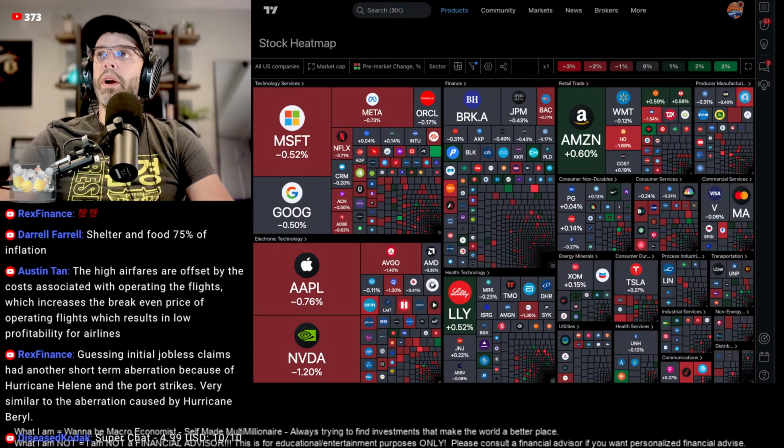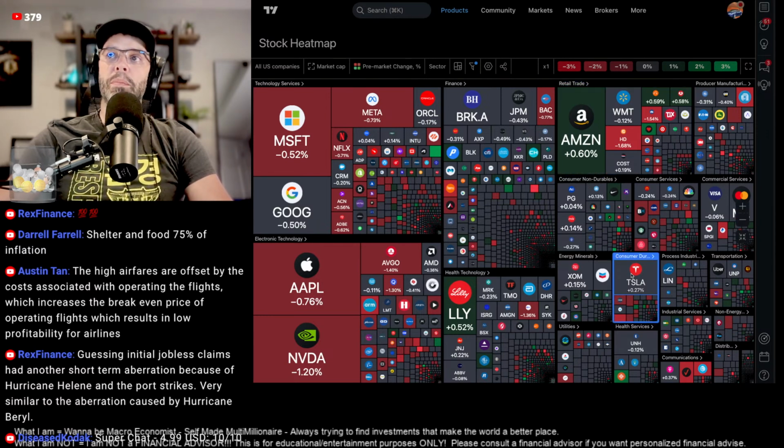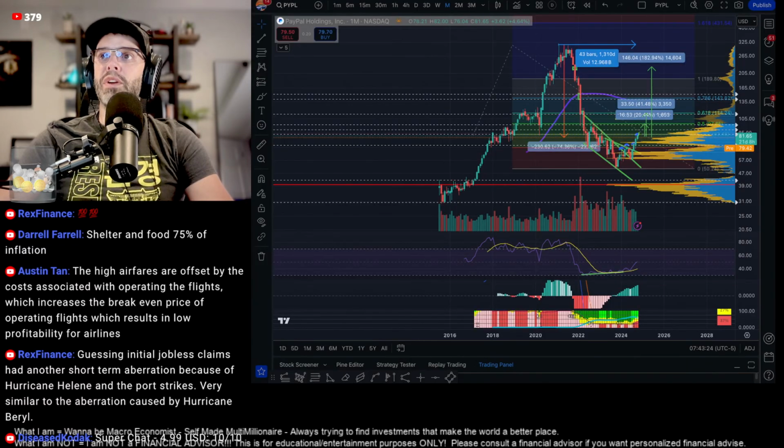So let's just see real quickly how the market is absorbing it. It looks like it's turning pretty red, right? Nvidia down 1.2, Apple down 0.76, Microsoft 0.52, Tesla barely positive right now. So I do think today will end up being a down day. I think that's pretty much a given, at least initially with what we're seeing here with data.